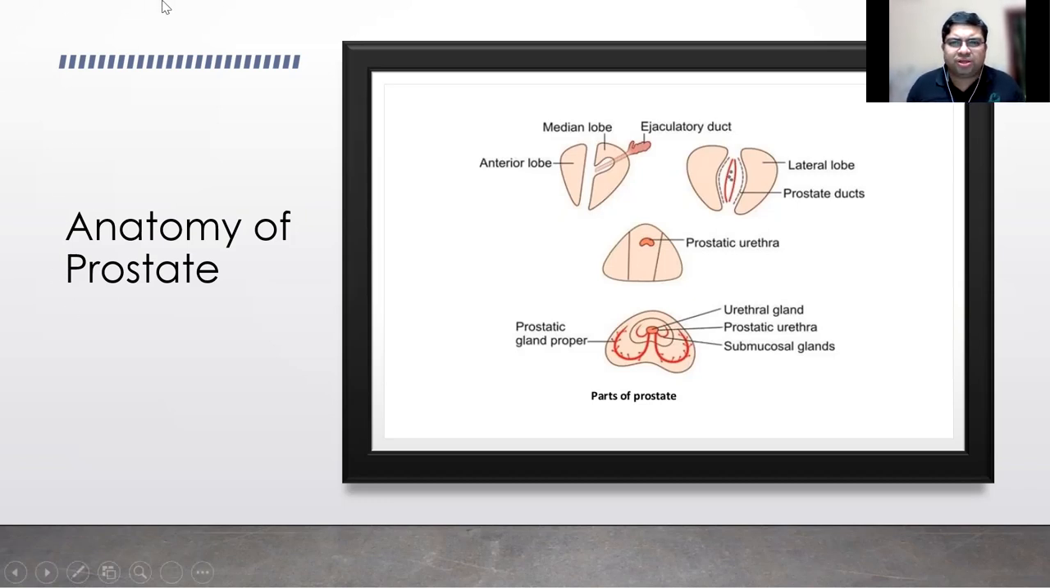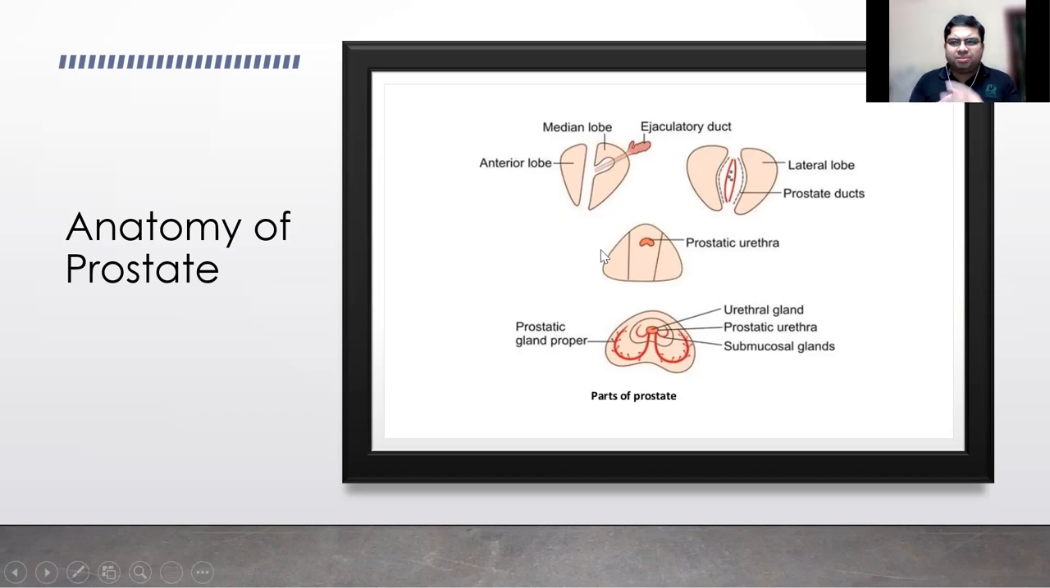So as the transitional zone increases, we have these glands which are opening up. These are the small prostate ducts, the lateral lobe. Now we have an anterior lobe also, and we have the medial lobe. We'll come to what is the central zone. The central zone lies just behind the transitional zone, and if the subcervical glands that are there increase in size, it will cause a medial lobe hypertrophy, like a ball valve.